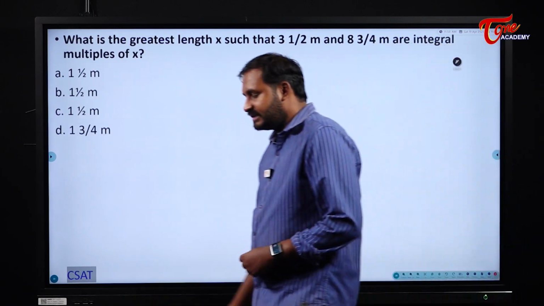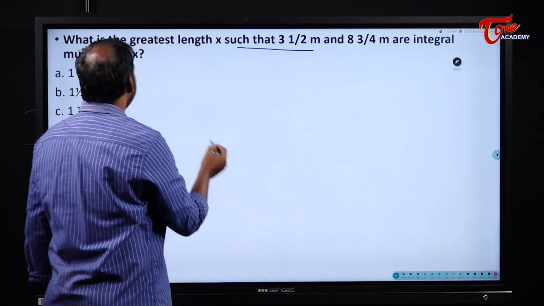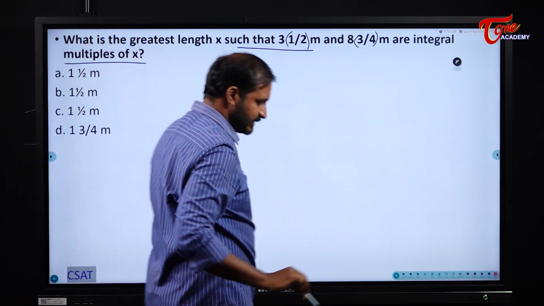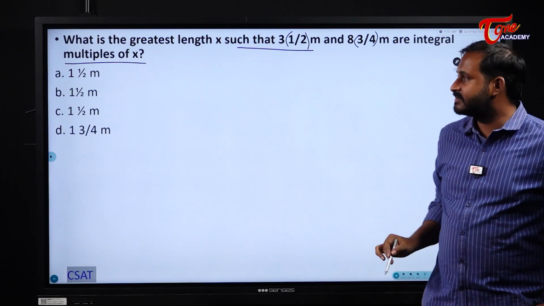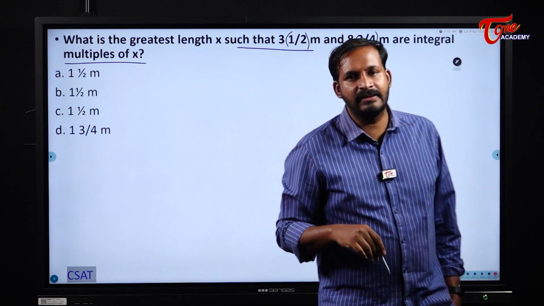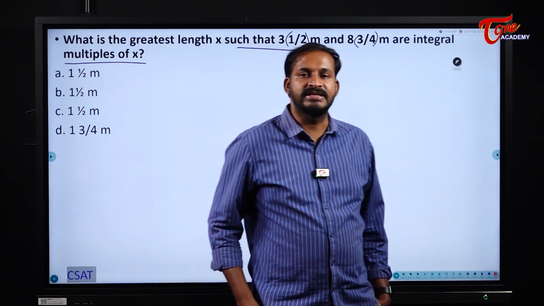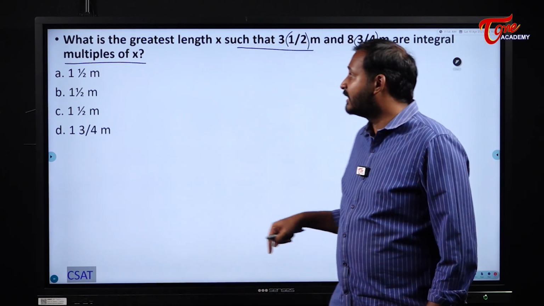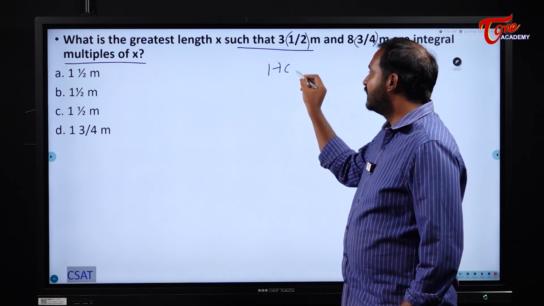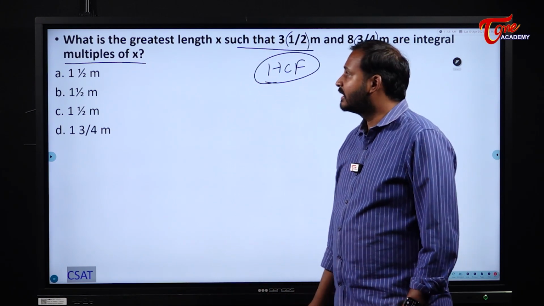What is the greatest length x such that 3.5 meters and 8 3 by 4 meters are integral multiples of x? What is the meaning of integral multiples? Tell me first of all. Integral multiples means nothing but factors. Here indirectly they are asking us to find the HCF. Integral multiples means factors. Okay.